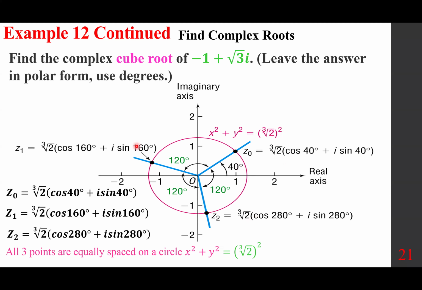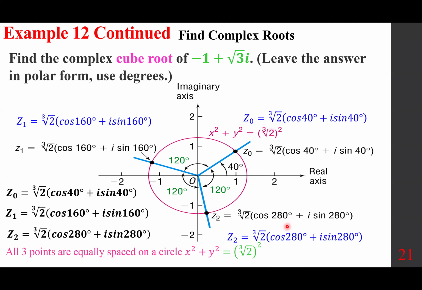So this one, again, I'm rewriting it. The first one is at 40 degrees. The second one is at 160. And the last one is at 280. And the difference, the angle between them, is 120, 120, 120. In other words, 360 degrees divided by 3. The reason it's divided by 3 is because you want the cube root. So 120 degrees would be the difference between them.